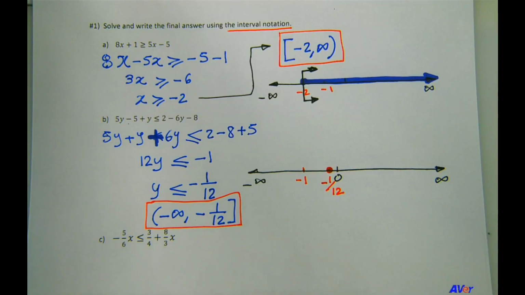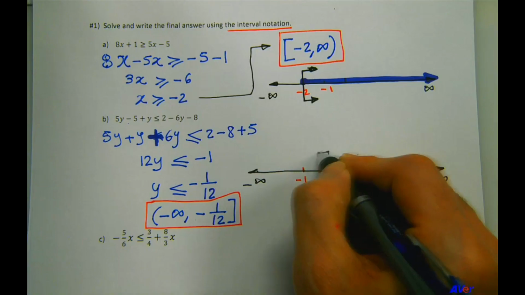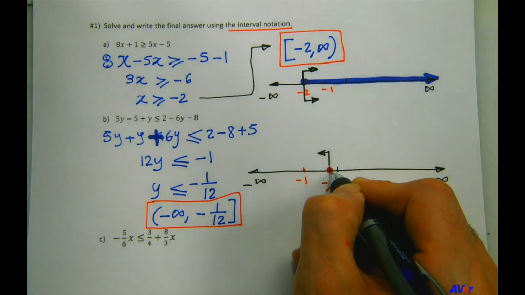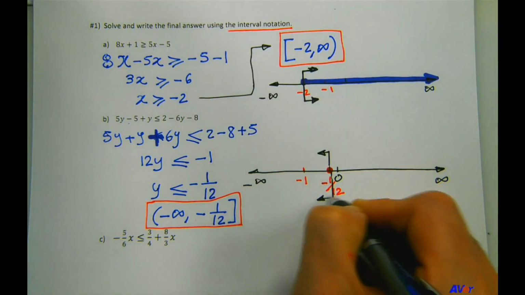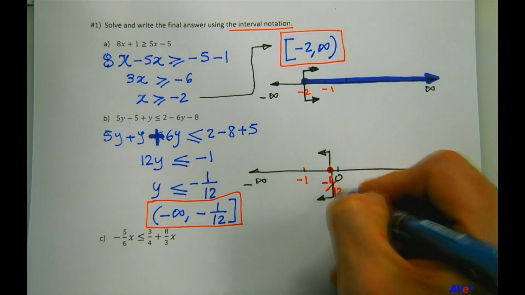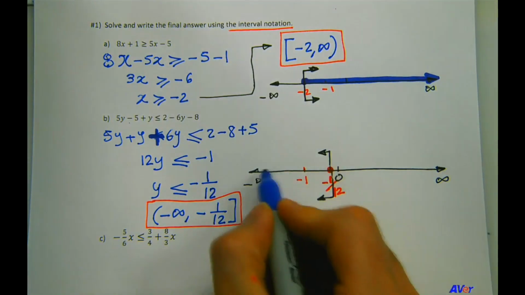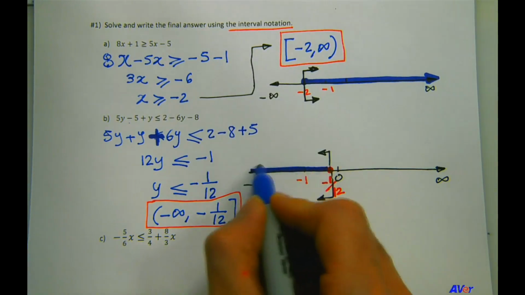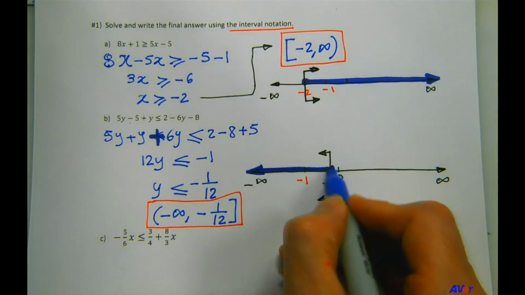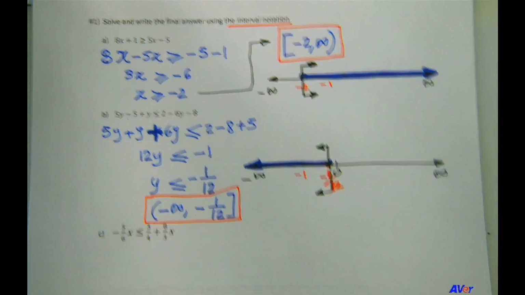So this is saying anything less than or equal to that, so therefore we have a bracket pointing in that direction, and I didn't mean to cover that number, minus 1 over 12. And then I will thicken this portion of the real number line to indicate that the solution covers this region, like that. Okay, so that's a graphical way of showing our solution.